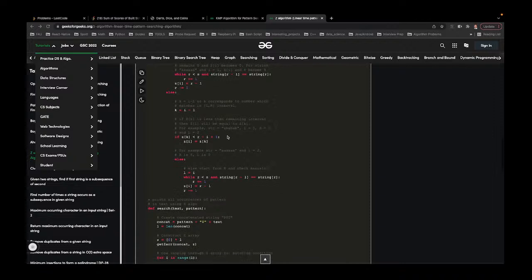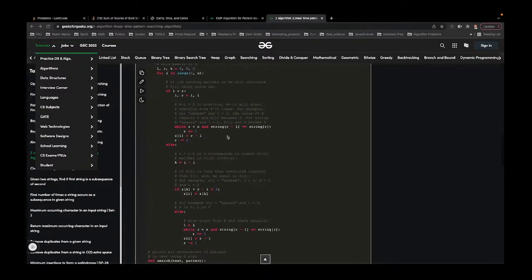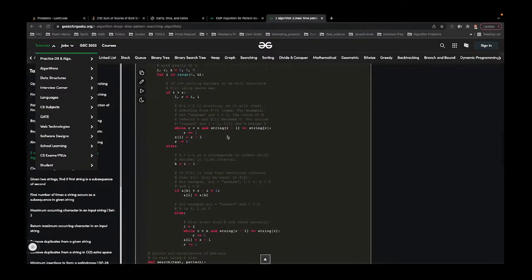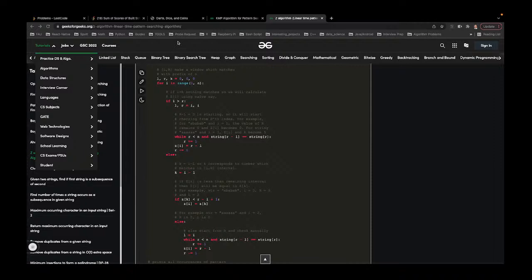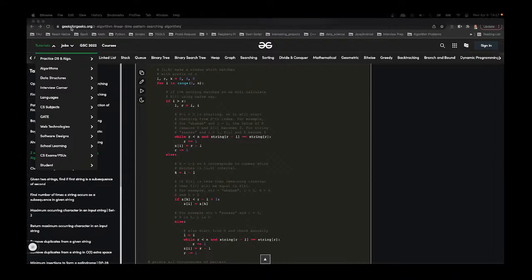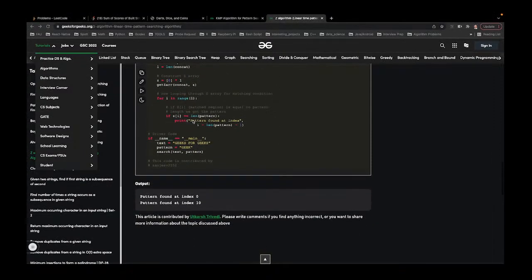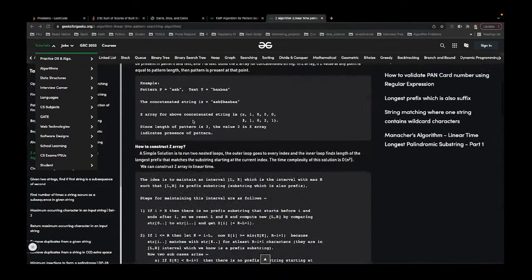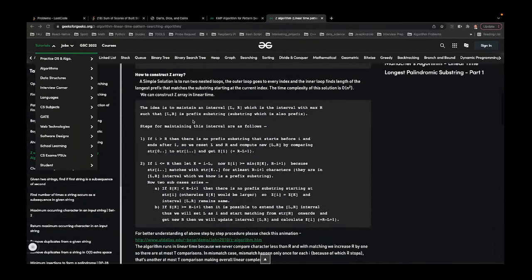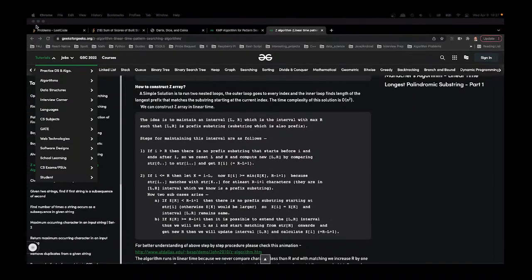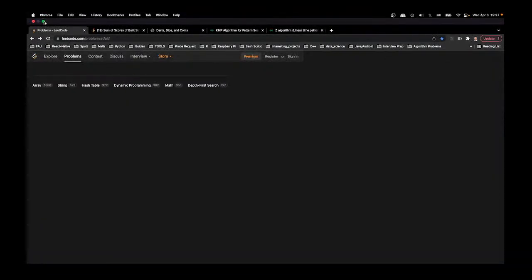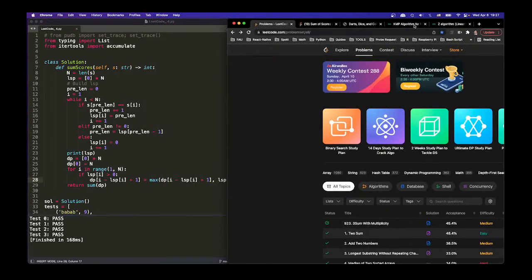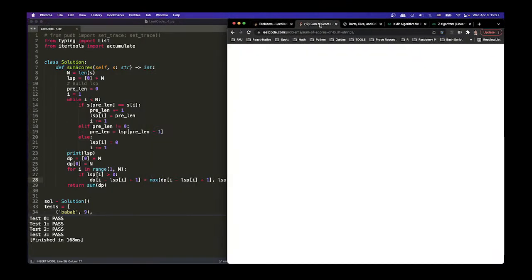Holy guacamole. They look amazing. Wow. The Z algorithm. Why is it called Z algorithm? Why does it matter? But I think I understood. Let's see if we can code it up.